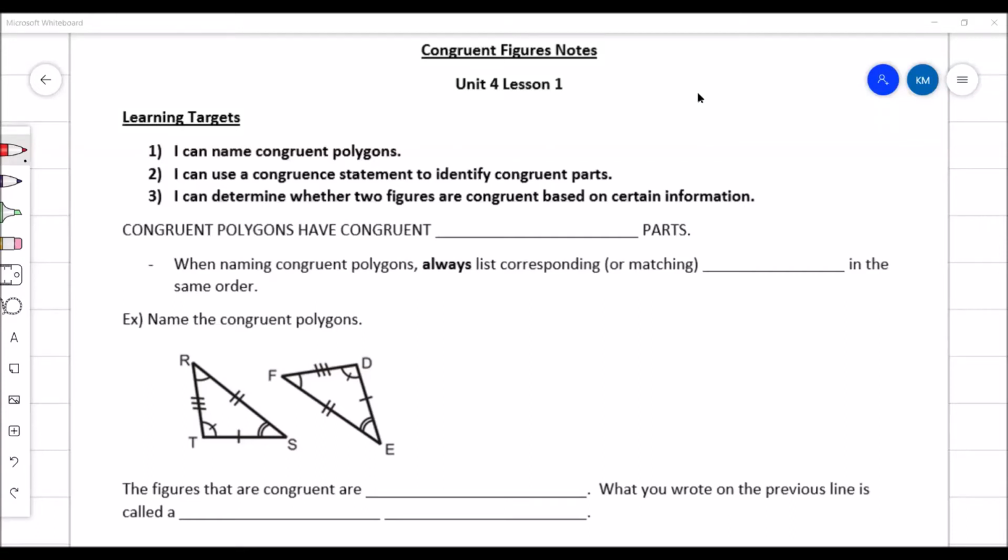Today we're going to look at congruent figures notes. At the end of this lesson, you should be able to name congruent polygons. You should be able to use a congruence statement to identify congruent parts. And you should be able to determine whether two figures are congruent based on certain information.